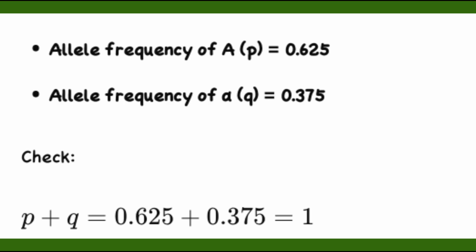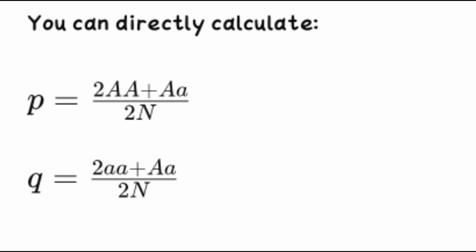You can directly calculate by another formula, that is P is equal to 2 into the dominant genotype plus the heterozygote upon the total number of alleles, 2 into N. And similarly for the Q, that is the recessive one, the 2 into the recessive genotype plus heterozygote genotype upon 2 into capital N.